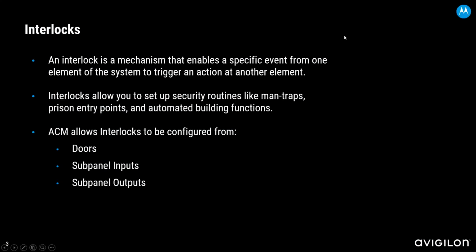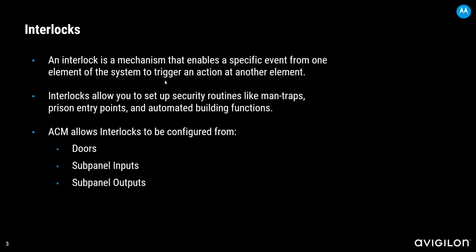So interlocks, this is the definition of interlocks. If you were to go to the ACM help file and type in interlocks, this is what would come back. It would tell you that an interlock is a mechanism that enables a specific event from one element of the system to trigger an action at another element. Now I want to add a little bit more to that definition. When I read that, it leads me to believe that if something happens on this panel, I could trigger something to happen on this panel over here. Kind of like what global actions can do.